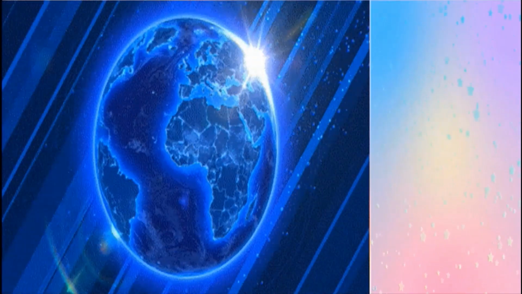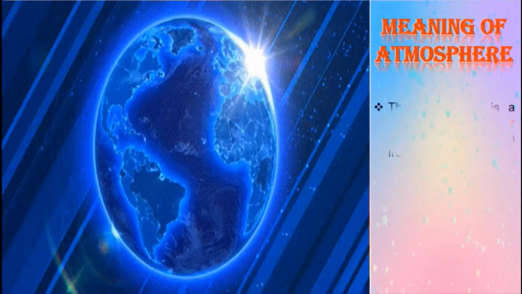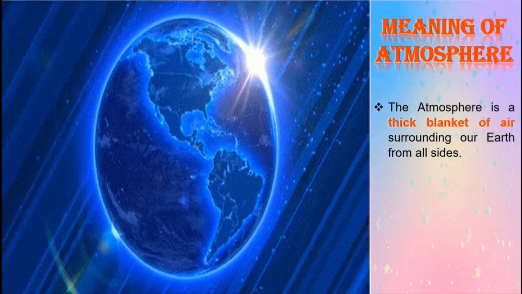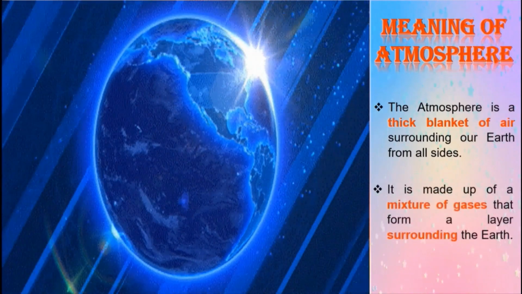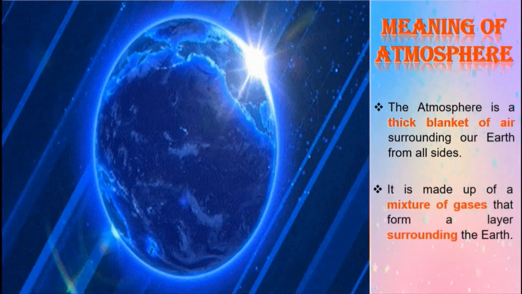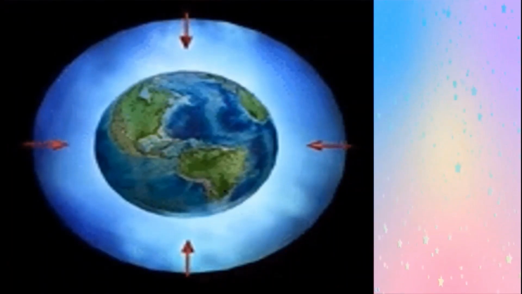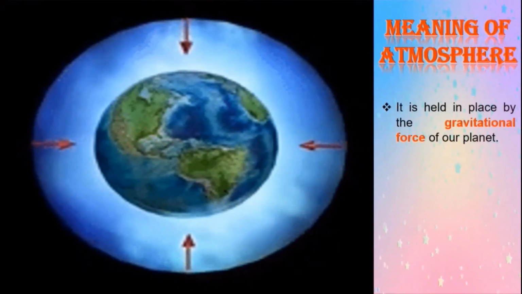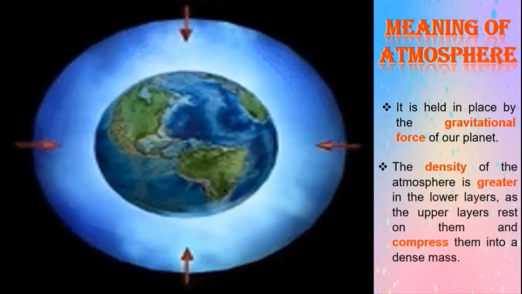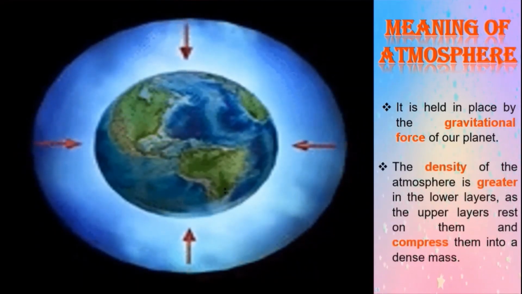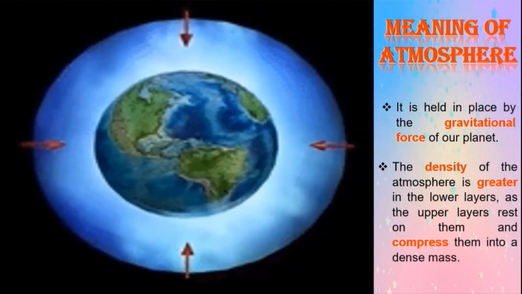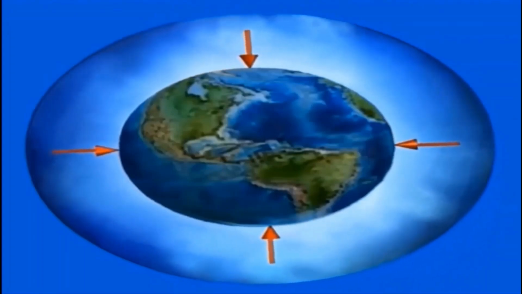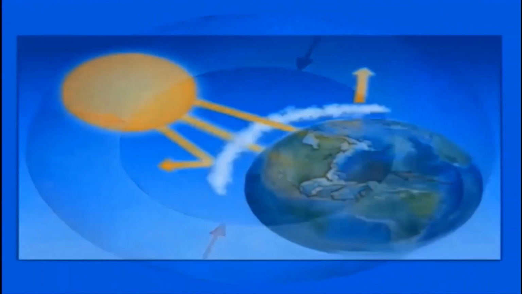Do you know what we mean by atmosphere? The atmosphere is a thick blanket of air surrounding our earth from all sides. It is made up of a mixture of gases that form a layer surrounding the earth. The atmosphere is held in place by the gravitational force of our planet, and the density of the atmosphere is greater in the lower layers as the upper layers rest on them and compress them into a dense mass. Hope students you have understood what we mean by atmosphere.